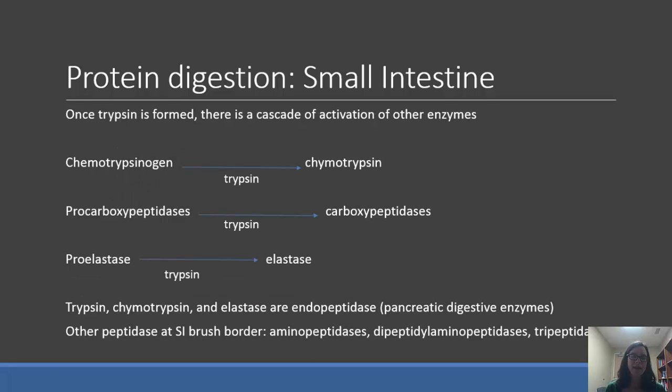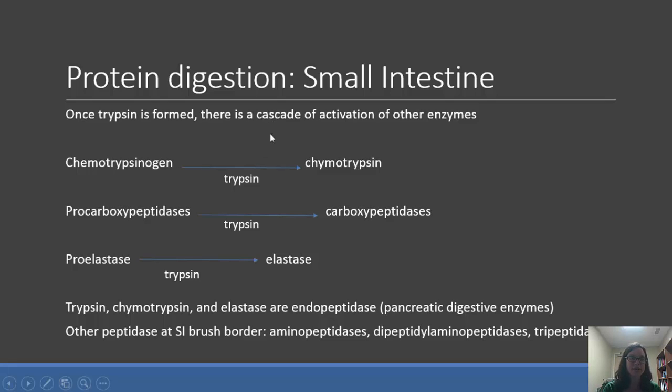Okay, so then our digestion continues in the small intestine. There's a lot that's done in the small intestine here. So once the trypsin is formed from its inactive form, there's a cascade of activation of other enzymes. The trypsin serves as an enzyme for conversion of other proenzymes to their active forms.